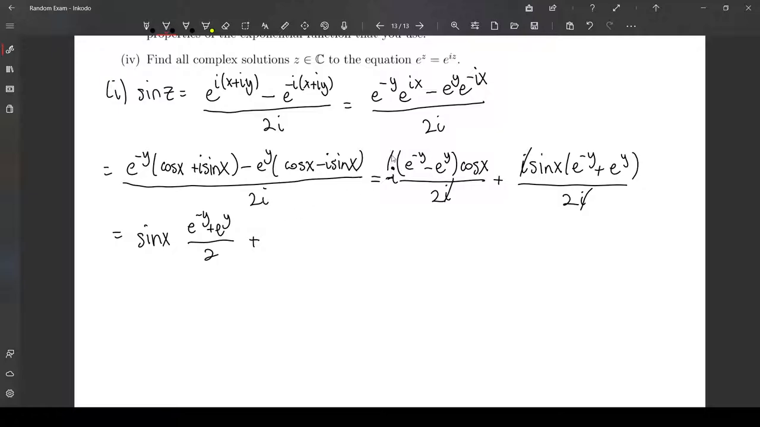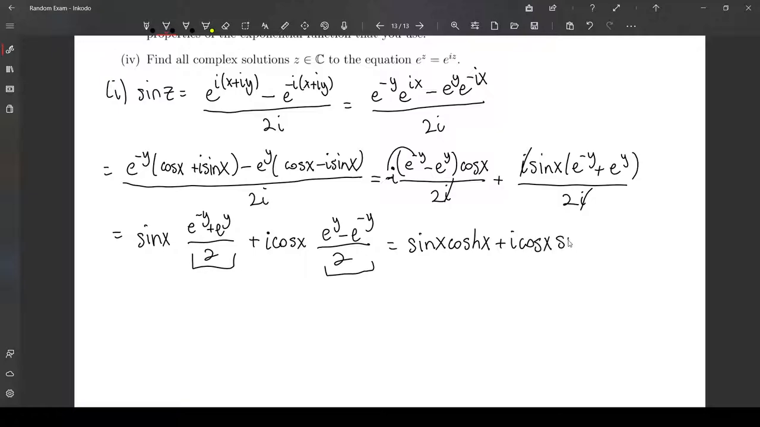Plus, I'm going to move this minus into here. So you have plus cosine x, i cosine x times e to the y minus e to the minus y, all over 2. And so we can recognize these as the formulas for hyperbolic sine and cosine. So this is sine x hyperbolic cosine plus i cosine x hyperbolic sine.